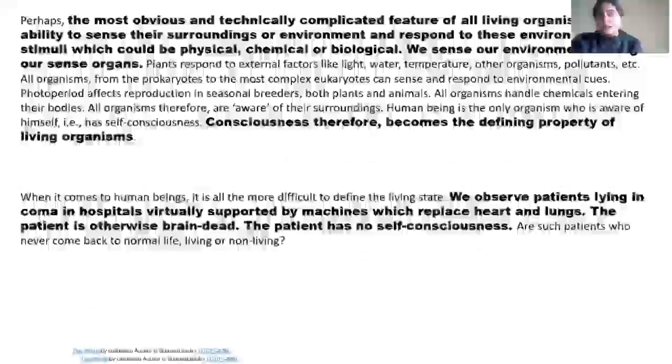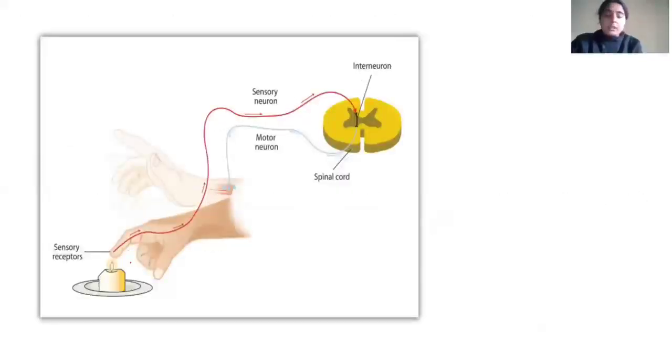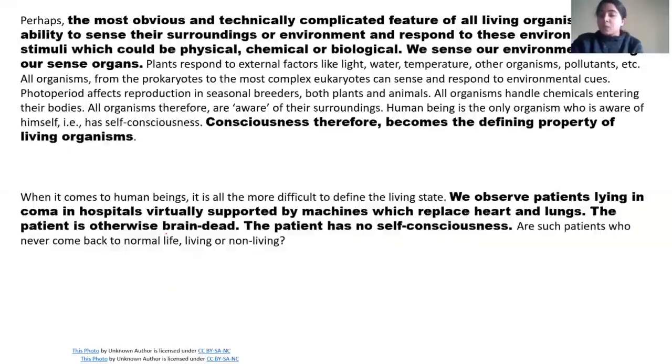So the next very important thing is consciousness. And what is consciousness? Let's take an example. If we touch a burning candle, we feel hotness, and immediately we remove our hand. Why? Because we are aware of our surroundings and respond accordingly. When we get some stimulus from the surrounding environment, we respond according to the stimulus. This is called consciousness.